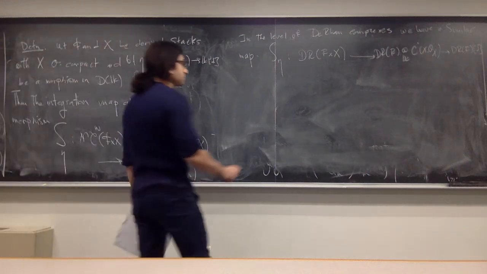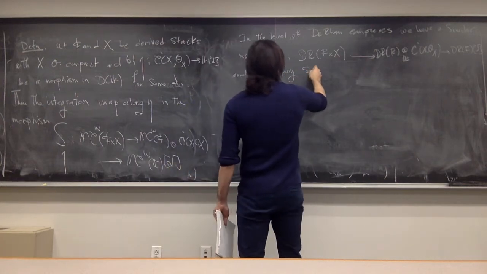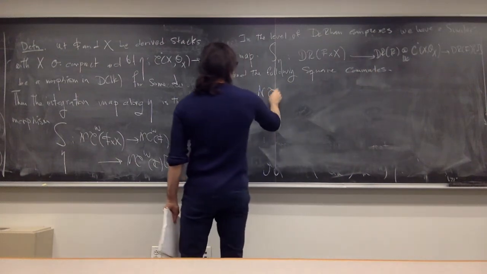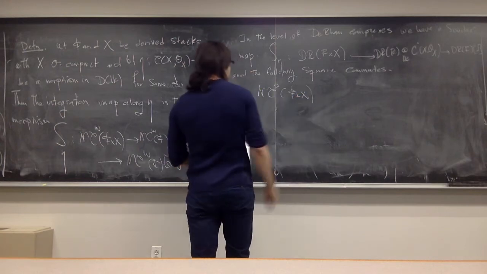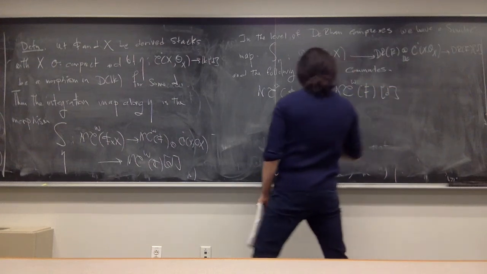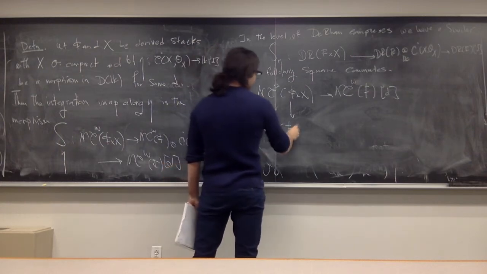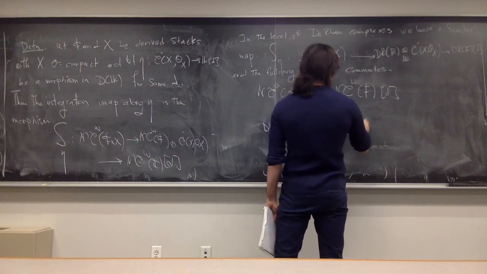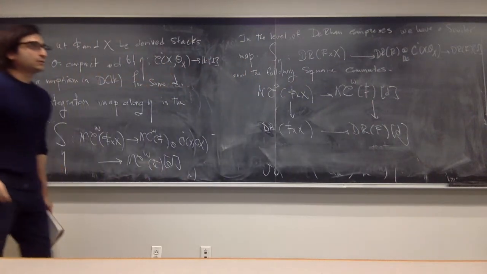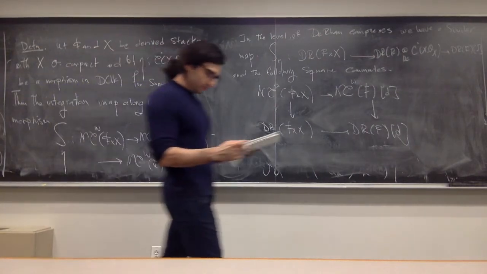Okay. And the following square commutes. So you have this guy, which goes to this guy via integration, and you have this guy, which goes to this one. And these are, again, projections from the negative cyclic complex to the de Rham complex. Okay.